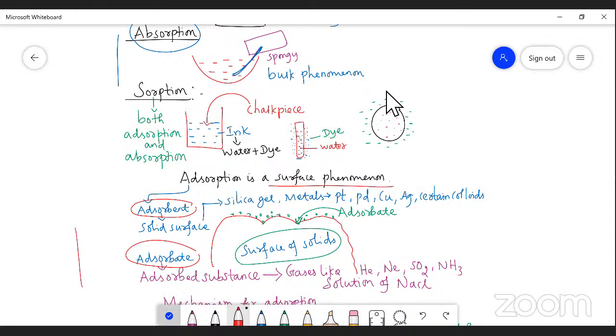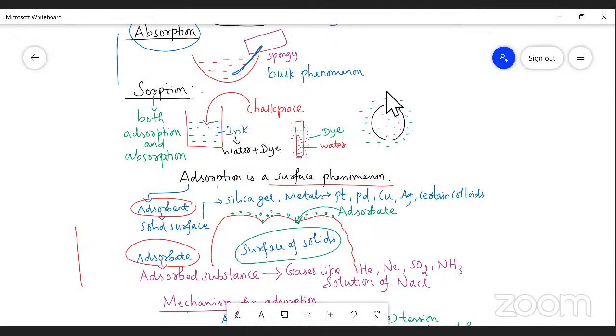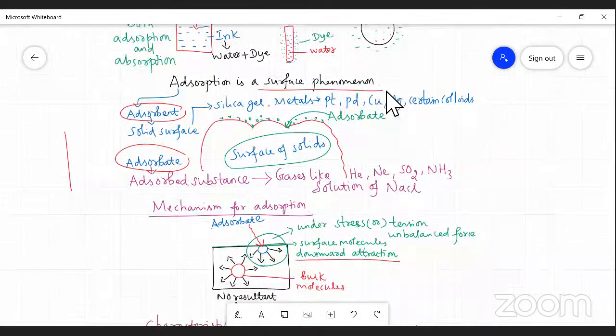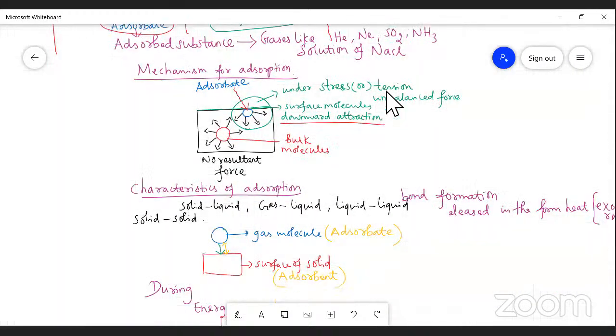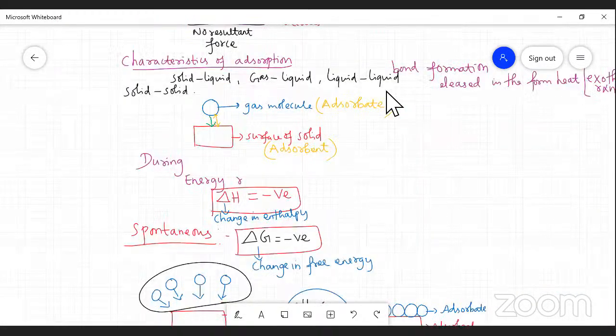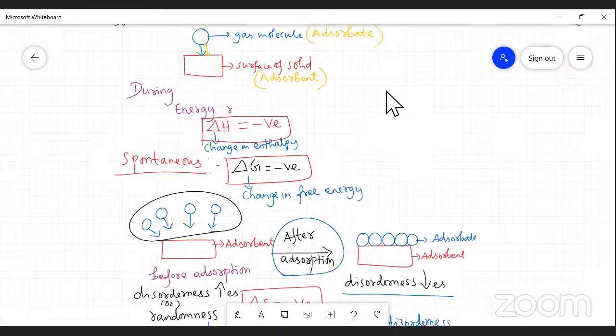And next, we have explained the mechanism of adsorption, and I gave the characteristics of adsorption. There I explained three concepts.